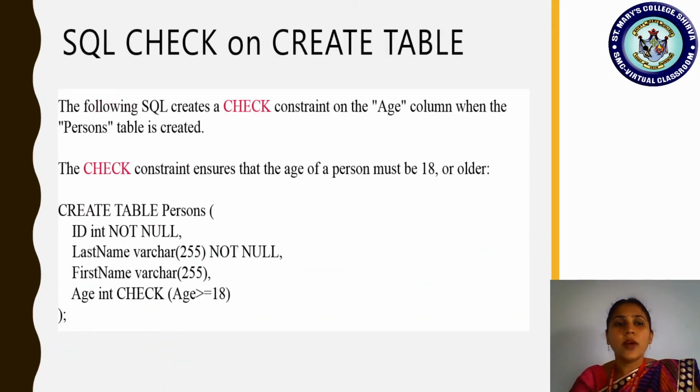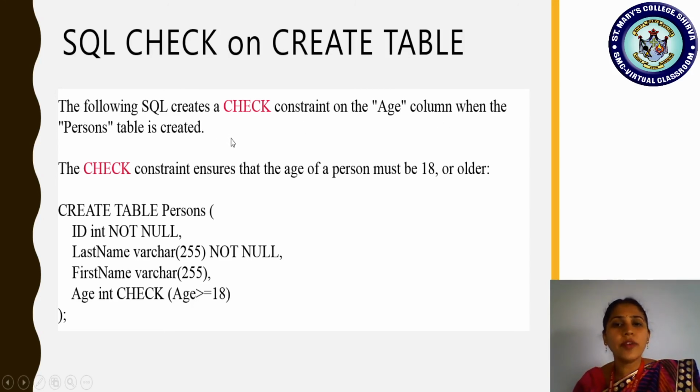Okay, now SQL check on create table. Now that we have understood how to use primary key and foreign key during the creation of a table, how do we add the check constraint? There are many ways or many examples to add a check constraint, which we'll be discussing. In the current discussion, I'll show one example. The following SQL creates a check constraint on the age column when the person table is created.